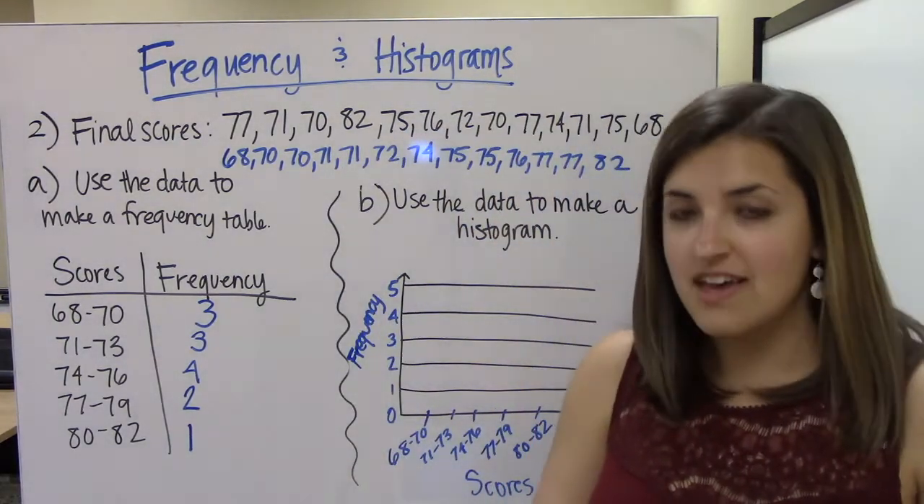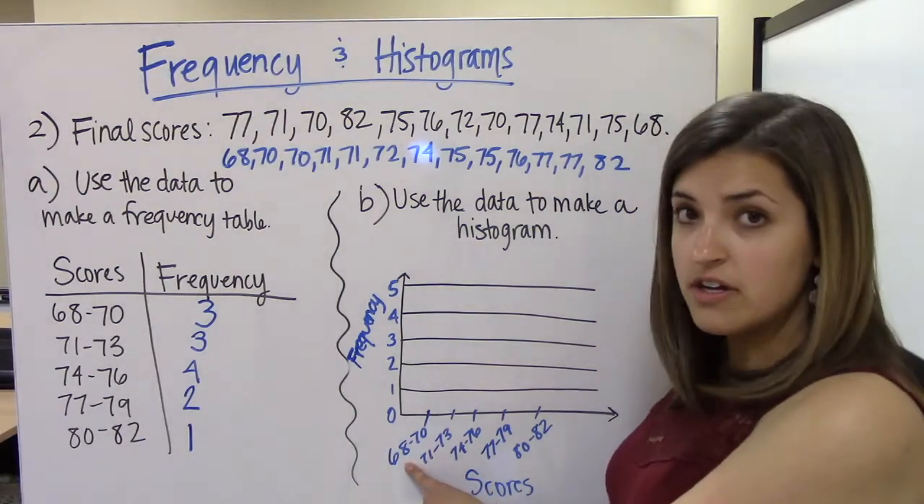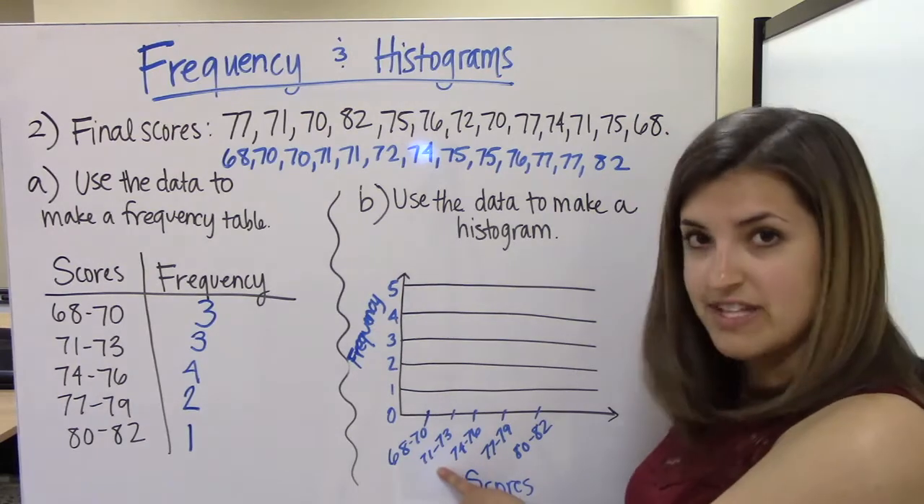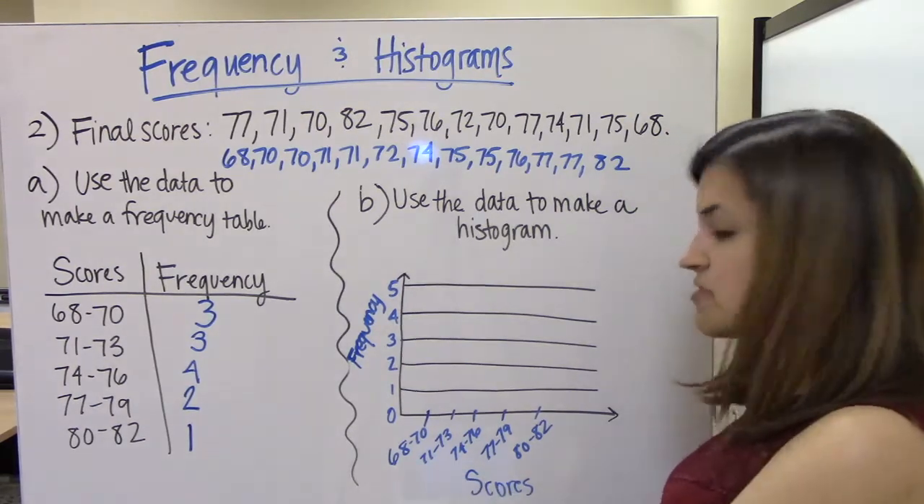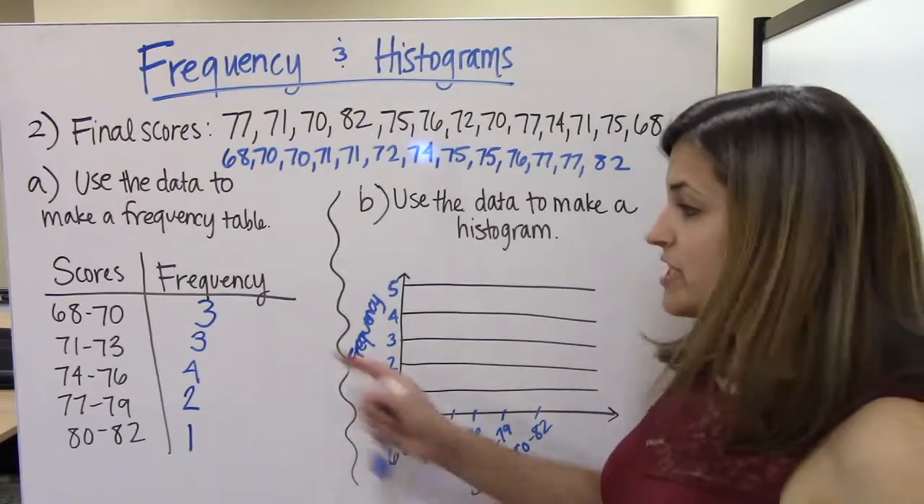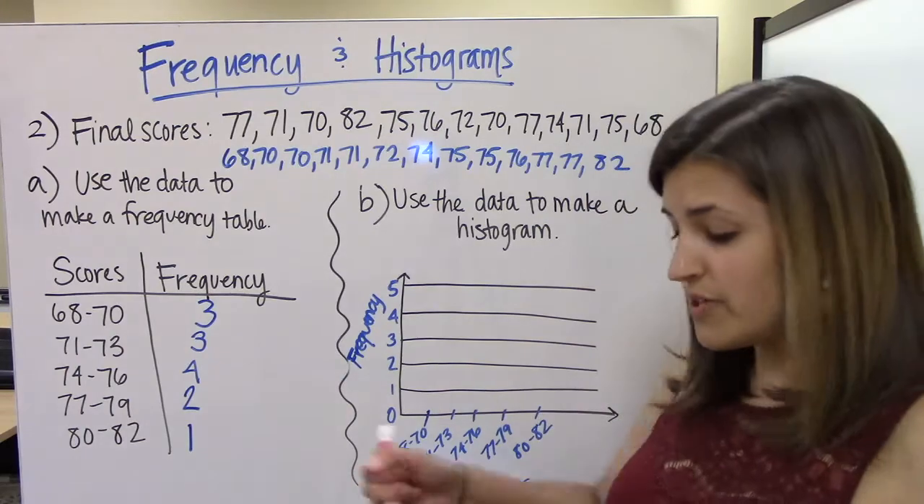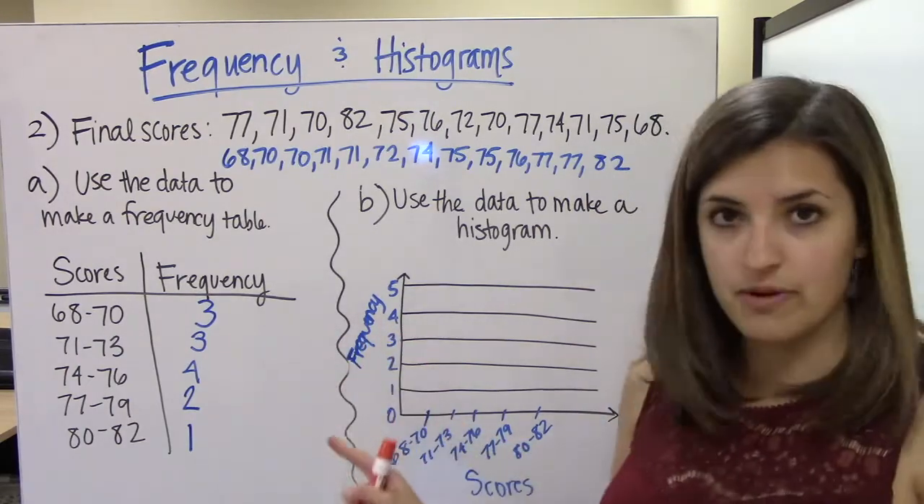Okay, now I've labeled my graph. I have my different intervals down here, so 68 to 70, 71 to 73, and so on. And I call those scores. On my y-axis, I have my frequency. That's how many times each of these occur. So now I'm just going to graph using my data table.